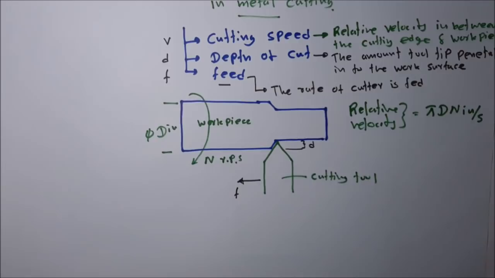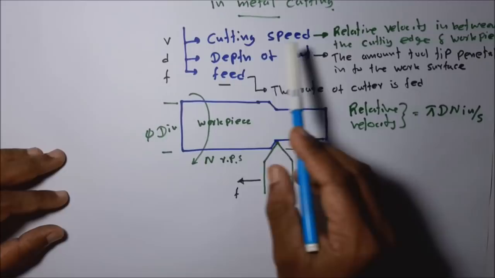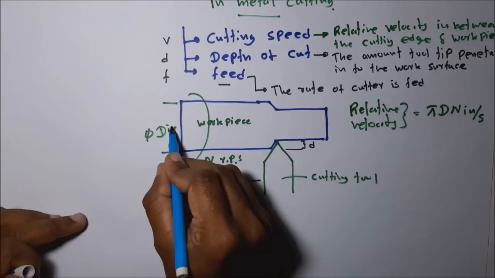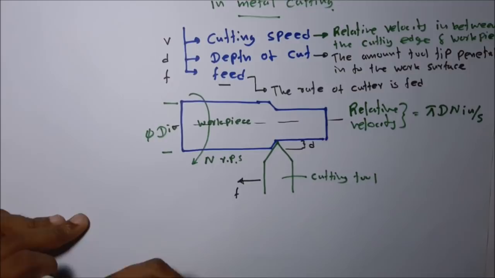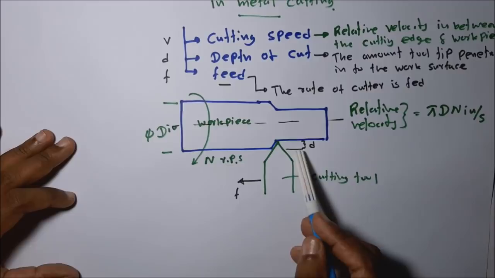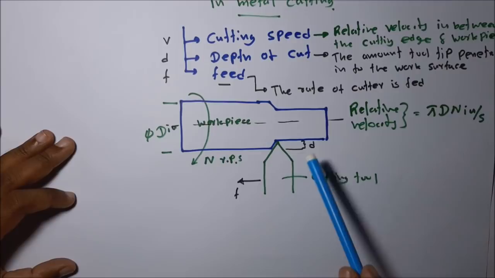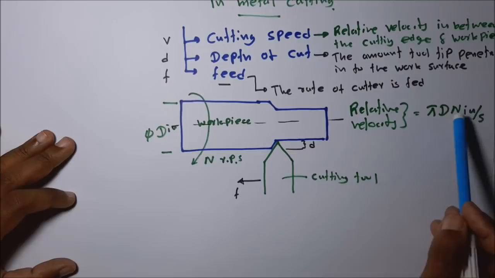The cutting speed, the relative velocity between the cutting tool edge and the workpiece, is called cutting speed. For example, in this turning operation, this is how we calculate the cutting speed. Relative velocity is the surface velocity for this operation, pi D N inches per second. Depth of cut, the amount the tool tip penetrates into the work surface, is measured in millimeters or inches. The unit of speed may be inches per second or meters per second.